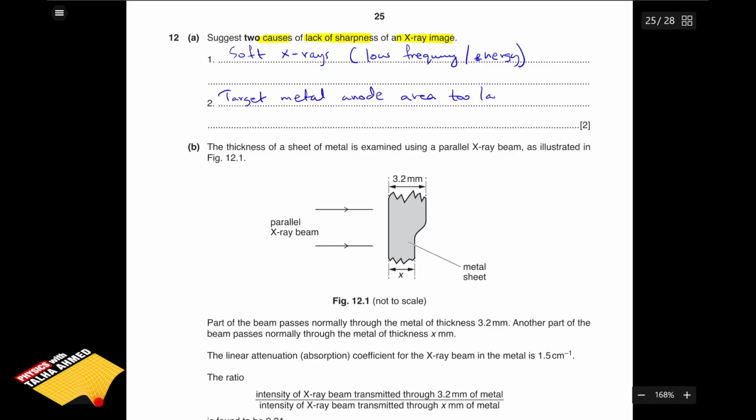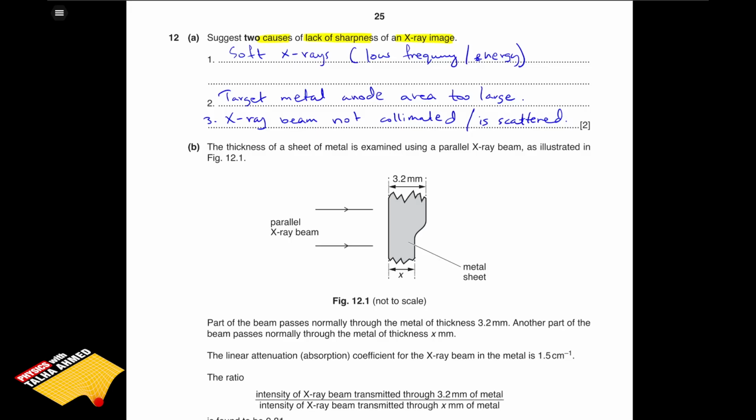Another reason is that when you have that target metal anode, if the area of that metal anode is too large, then it creates very large partial shadows which make the images blurred and not very clear, not very sharp. So the target metal anodes need to have a smaller area. If that area is too large, that will create larger partial shadows. Another reason is that the X-rays might get scattered, and for that we need to have a lead grid or an aluminum grid. When that is not there and the X-rays get scattered, that will also lead to a lack of sharpness in the image.